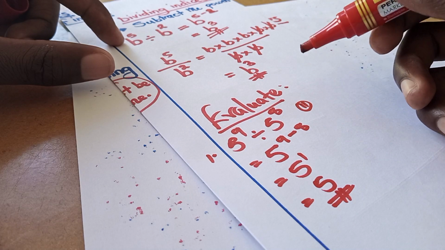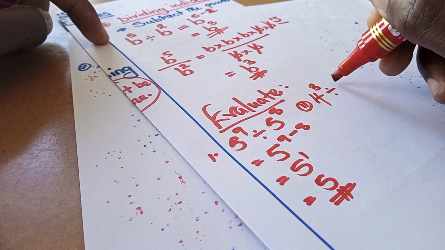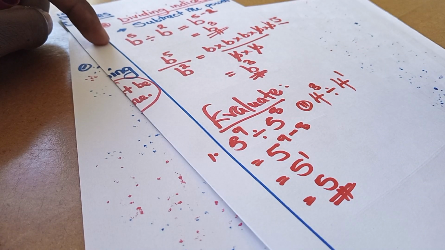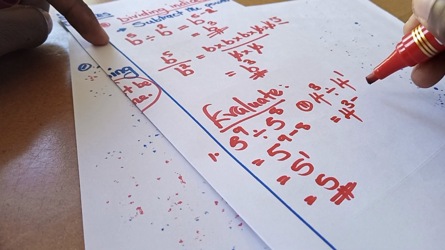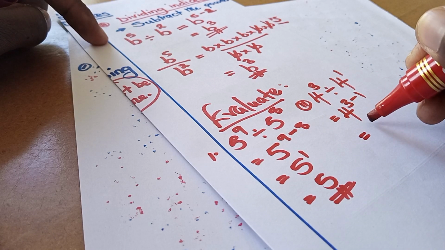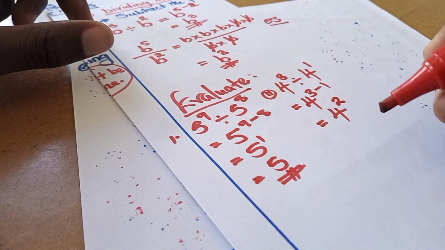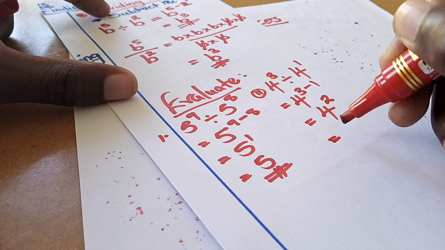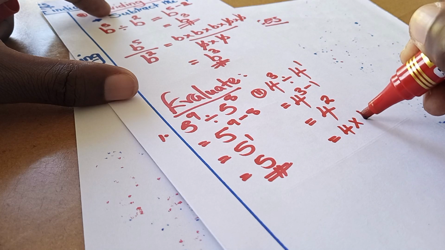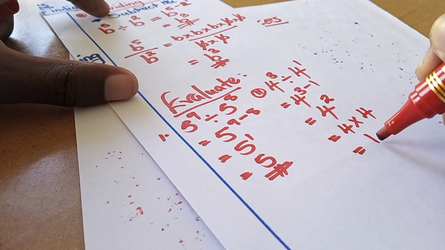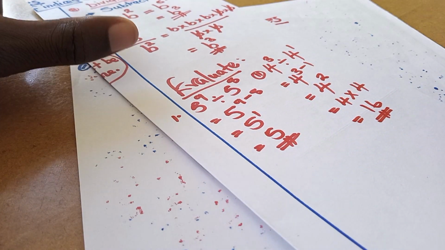So example number 2. Let's say we have 4 to the power of 3 divided by 4 to the power of 1. So this will be equal to 4, 3 take away 1, that will be 2. Now since we are evaluating, we need to find the final answer. So what does 4 to the power 2 mean? This means 4 multiplied by 4, and it will give us 16. That is what that means.